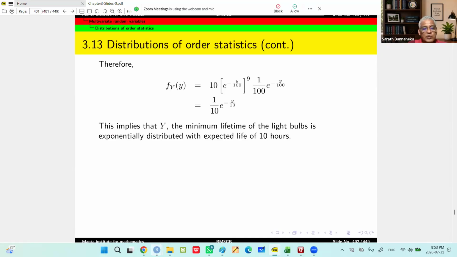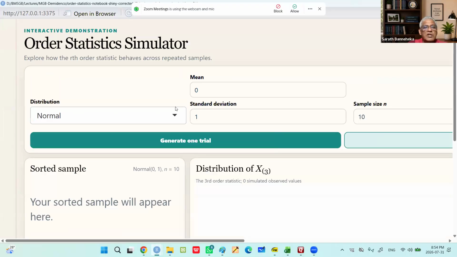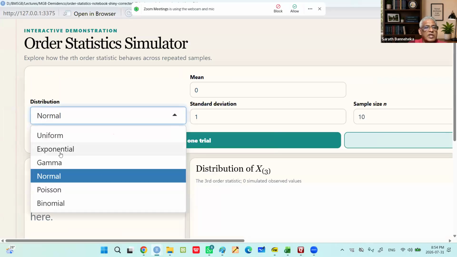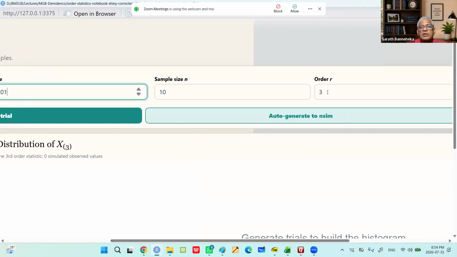I'd like to look at this problem by simulation also. So let me go back to the simulation and reload my application. I will now select exponential distribution as my distribution. Rate I will take to be 0.01, which is 1 over 100. My sample size is 10, and for the order, I'm looking at the first order statistic.